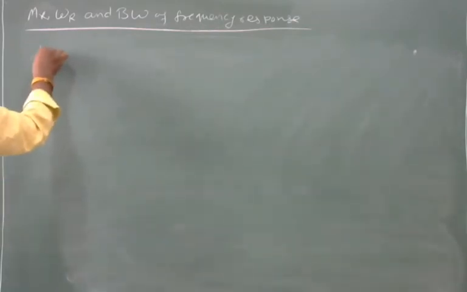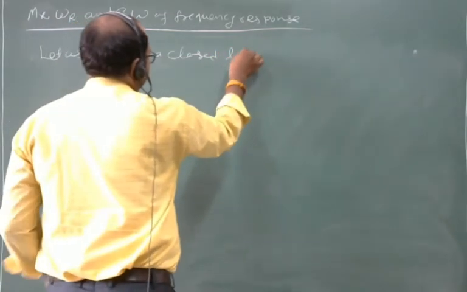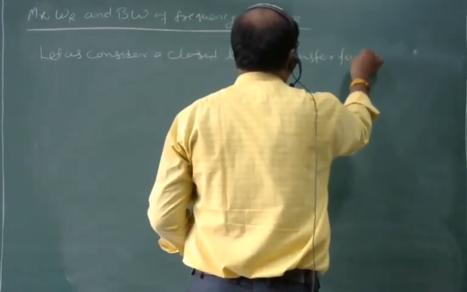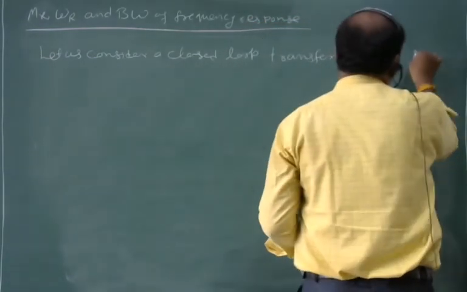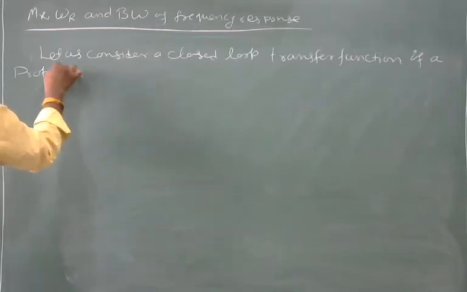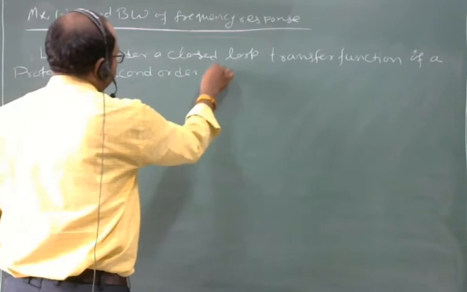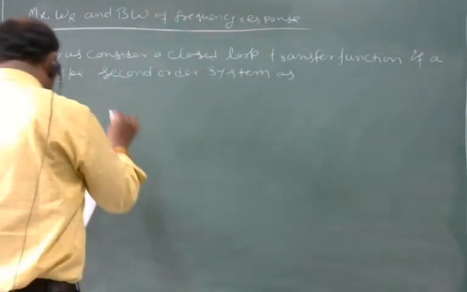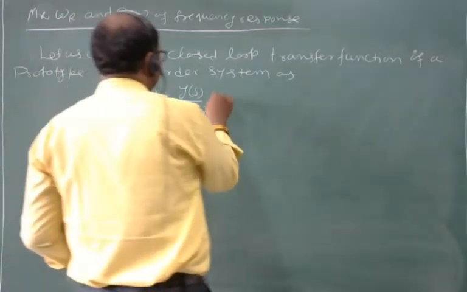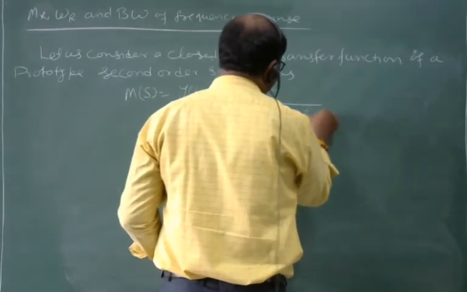So let us consider a closed loop transfer function of a prototype second order system as M(s) is equal to Y(s) over R(s) is equal to omega n square divided by s square plus 2 zeta omega n s plus omega n square.